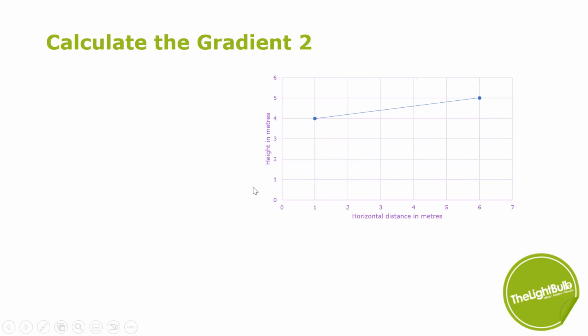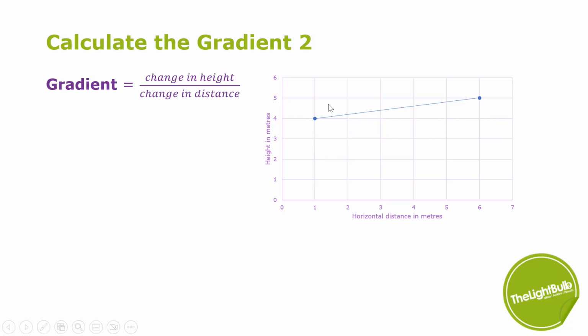Okay, well, how did you get on? If we bring the formula up once again, change in height divided by the change in distance. So what is the change in height here? Well, we start off at 4 meters high, and we finish up at 5 meters high. So not much change at all, just 1 meter, in fact, is the change in height.